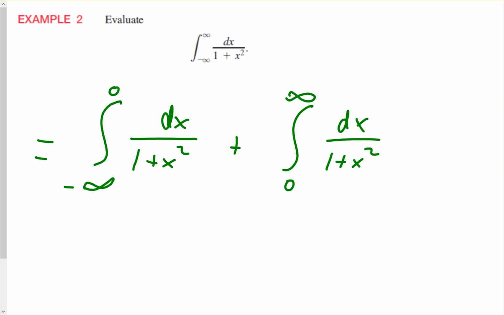Okay, so let's do the first part. So the way we'll set it up, we'll say limit. I'll introduce A. A is approaching negative infinity.